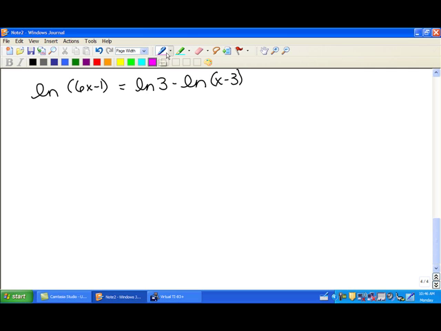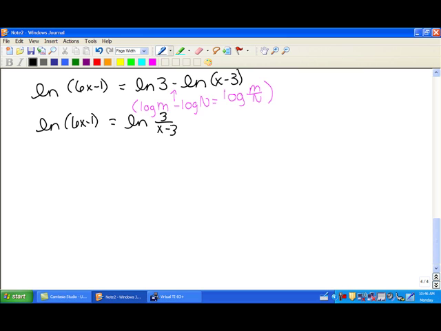The property that hopefully is coming into your mind because of this minus sign is that if we have the log of m minus the log of n, that contracts back to the log of m divided by n. So we're going to contract that right side back, and the right side is just going to be the natural log of 3 divided by x minus 3. At this point, we want to count the logs again. We still have 2 logs, therefore we're still going to have to use properties.